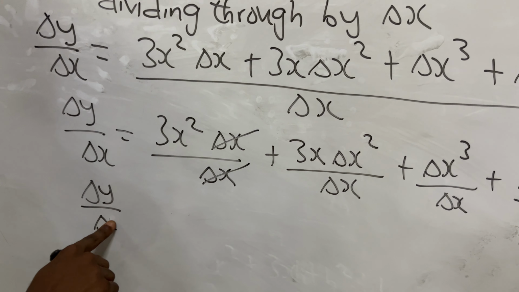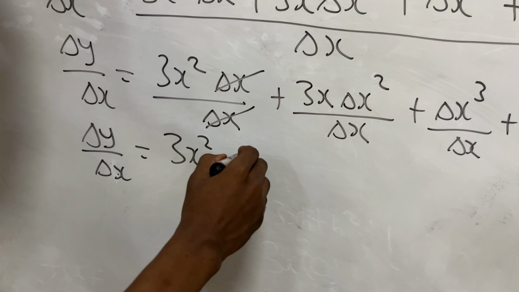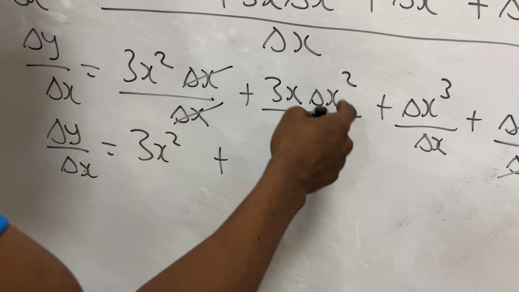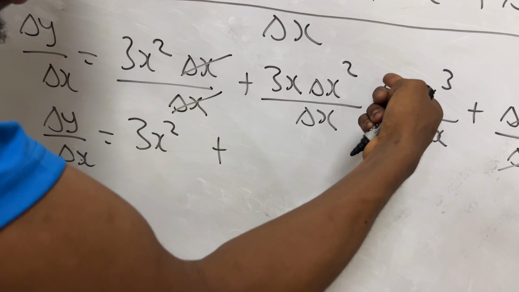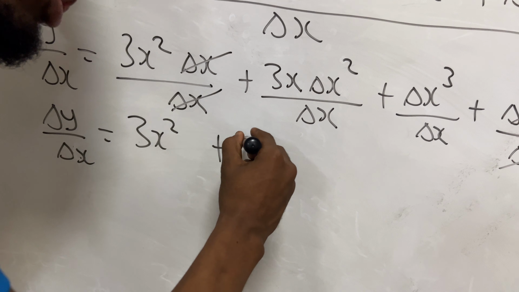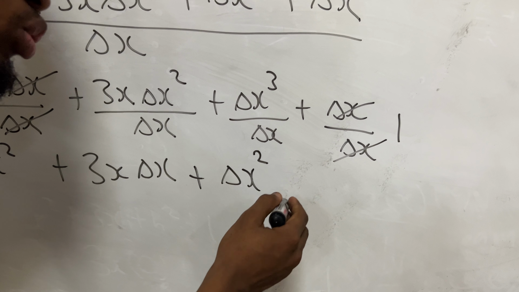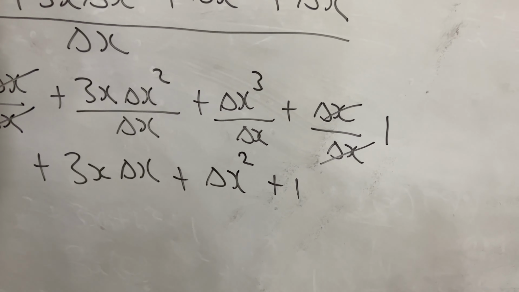So my change in y over my change in x will become 3x squared, then plus this will cancel one of this, because this is the power 2, which means we are expressing delta x 2 times. So this will cancel the other one. So we get 3x delta x. Then plus this will also cancel one of the delta x to the power 3. So we have delta x to the power 2, because this one is 3. Then plus my 1.